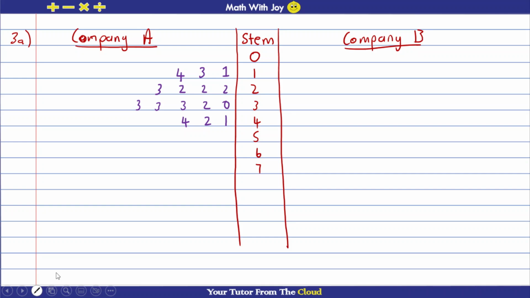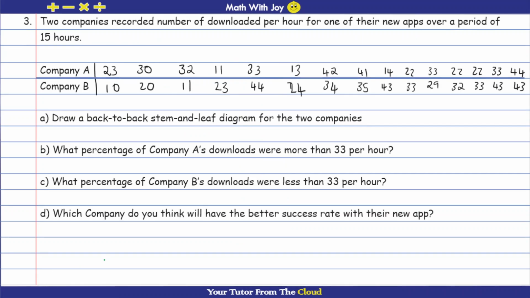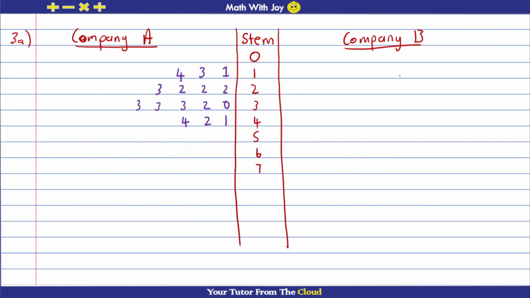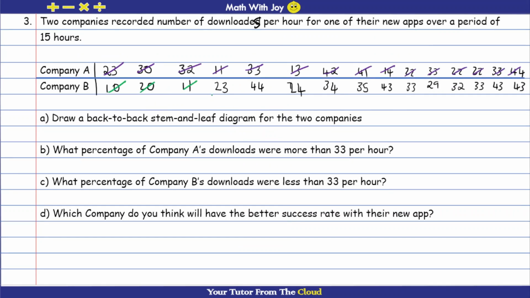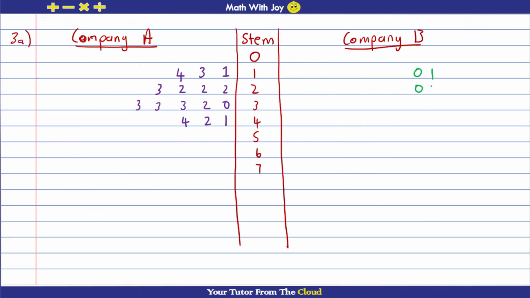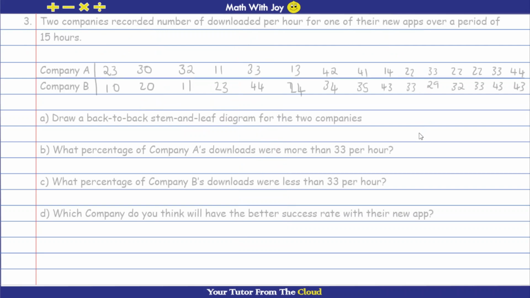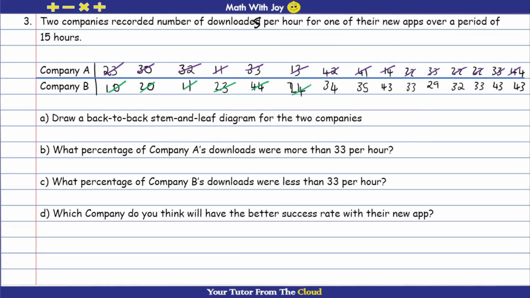Now let's do the other set for company B. Company B, we go 10, 20, 11. So I'll go 10, 20, 11. Right. And then you go 2, 3, and 4, 4. So I'll go 2, 3, and we go down to 4, 4. And then we have 2, 4, 3, 4.